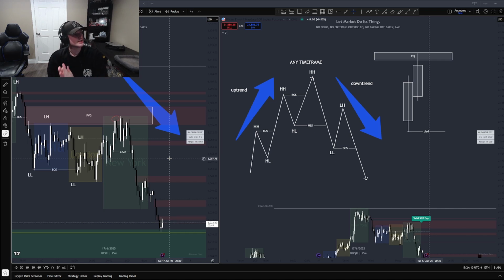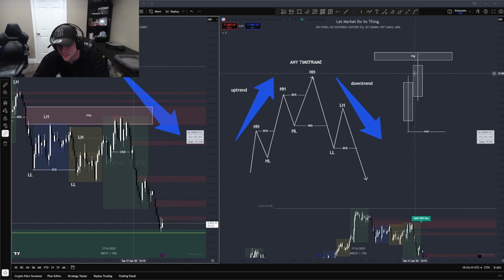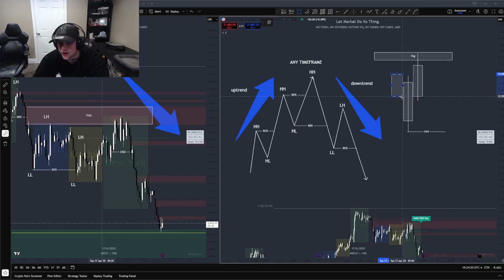So the change in the state of delivery is at the bottom of this. So this is a bullish candle. This is a bullish candle. If you have a bearish candle right here like this, right? This would be a bearish candle.